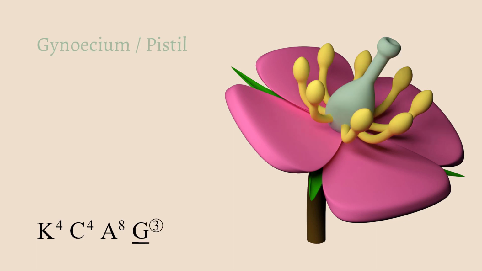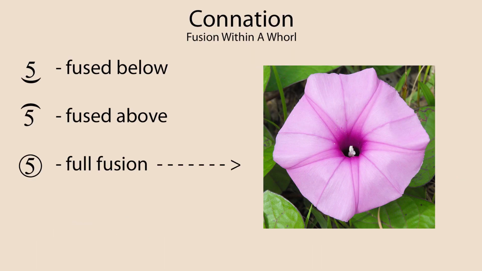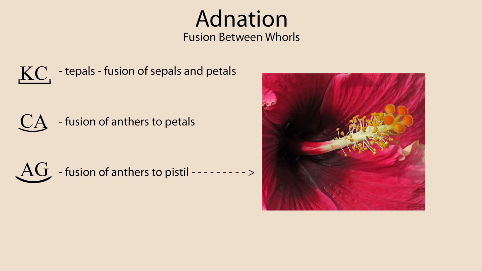The gynoecium contains the receptors for the pollen and the ovules. It is represented by the letter G. When you put the entire formula together, you have a representation of the flower. There are also symbols to represent the connation within a single whorl of the plant, as well as symbols to represent the adnation between the whorls of the plant.